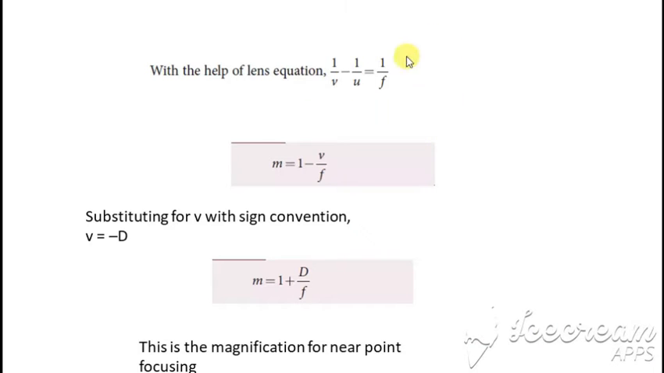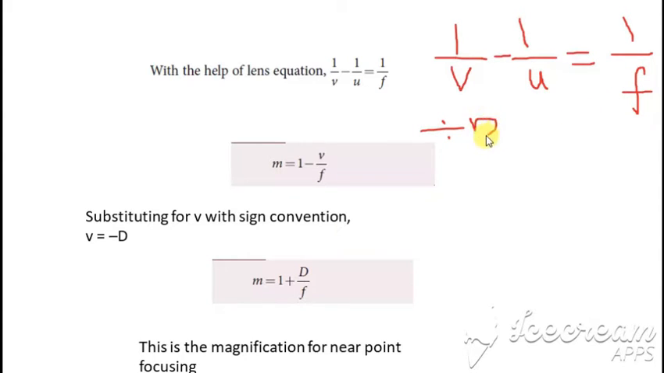Next, we are going to take the lens equation. The lens equation is 1 by v minus 1 by u, which is equal to 1 by f. In this, we are going to multiply throughout by v.